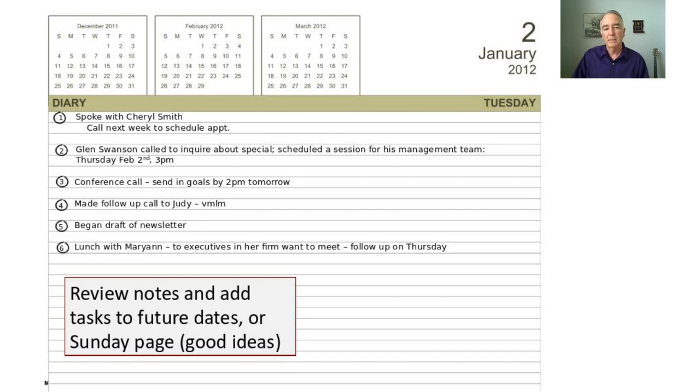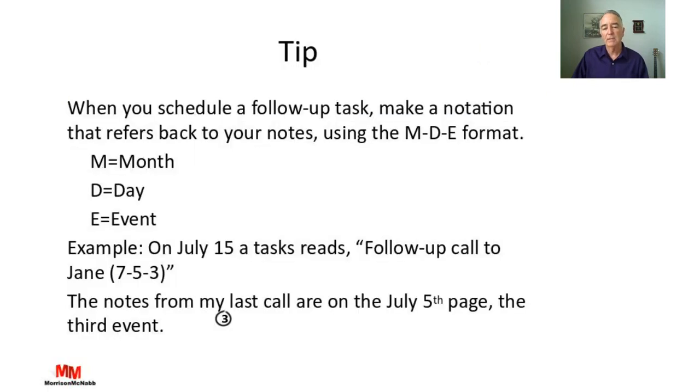So as an example, on July 15th, the task reads, follow-up call to Jane. And this is the notation here, 7-5-3. The notes from my last call are on the July 5th page, and it's the third event, my little 3 with the circle here. So I'm going to know to refer back to that.